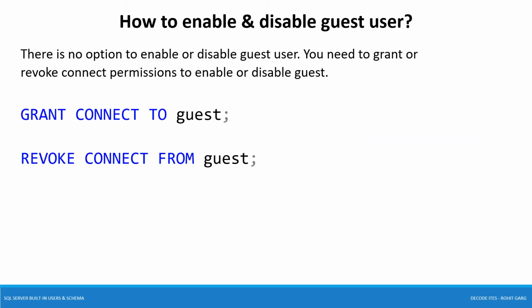How to enable and disable the guest user? Enabling and disabling the guest user is a little tricky in SQL Server because you will not get a direct option for enabling and disabling this user. You need to grant or revoke connect permissions to enable or disable the guest user. That means when you run grant connect to guest, it will enable the guest user and allow the granted permissions. And when you revoke the connect permission from the guest user, it automatically disables it.